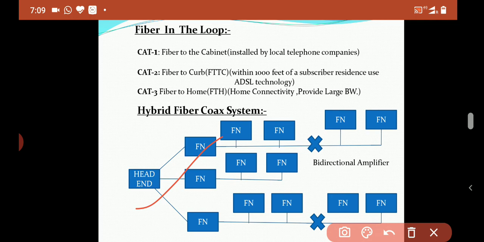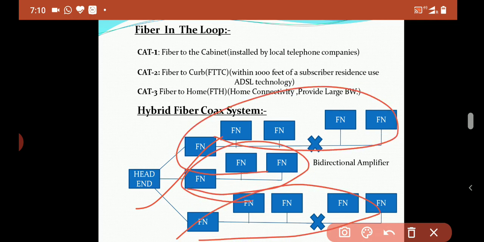So here we are connecting all these systems via optical fiber connection, and we have to connect all these systems via this head end. We can't connect this network to some other network, so a bidirectional amplifier is not here. That's why it is not possible. If bidirectional, you need some bidirectional amplifier here.